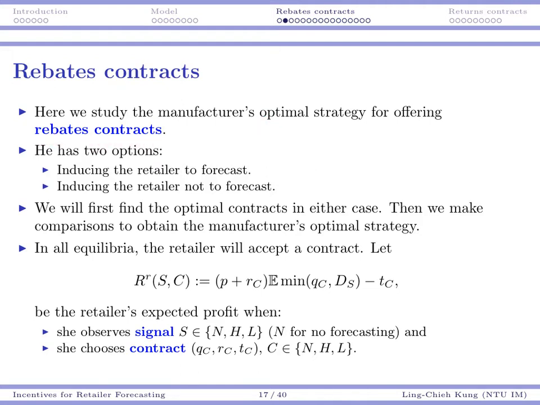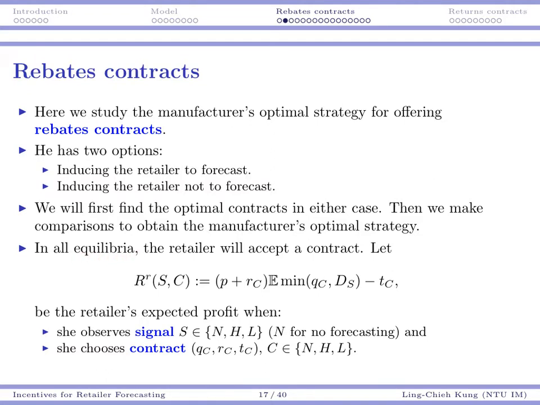Under this choice, how should the manufacturer optimally design his offer? He will in general have two options, either to offer a contract so that the retailer will choose to forecast, or to offer a contract so that the retailer will find it's better not to do forecasting. Okay, so the manufacturer knows that there are two possible outcomes. So we will first find the optimal contracts in either case, and then we will make comparisons to really obtain the manufacturer's optimal contract design strategy.